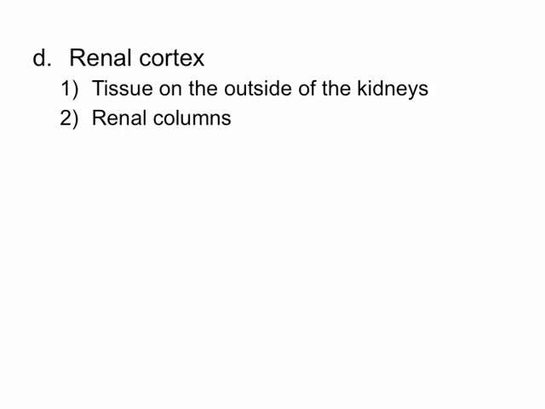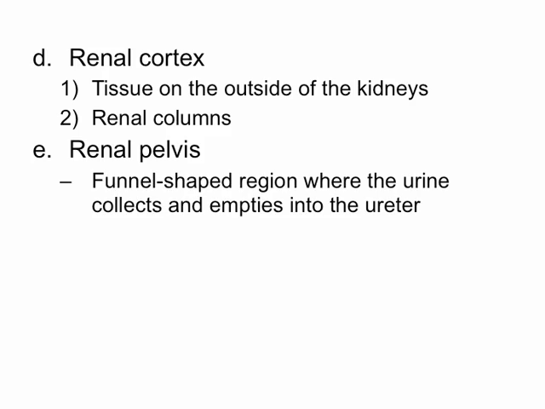The structure that you'll see from the cortical tissue is the renal column. The renal column will dip down in between adjacent renal pyramids. And then the renal pelvis is a central region or a funnel-shaped region where the urine collects and empties into a structure called the ureter.